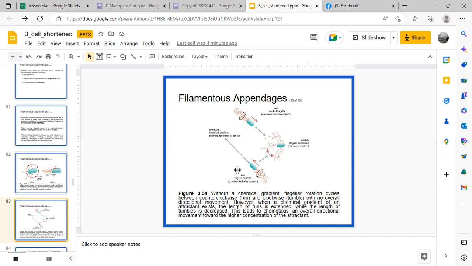Pero pag may presence ng chemical gradient, mas maraming runs, no? So mas maraming movement towards the chemical compared to yung tumbles. So the overall movement towards the higher concentration of the attractant is called chemotaxis.